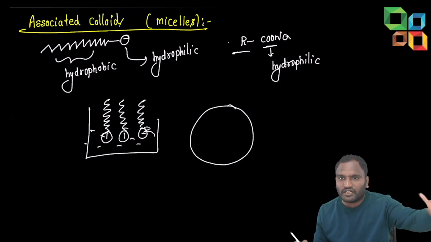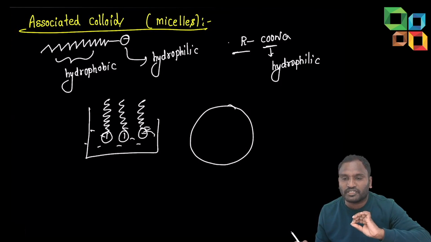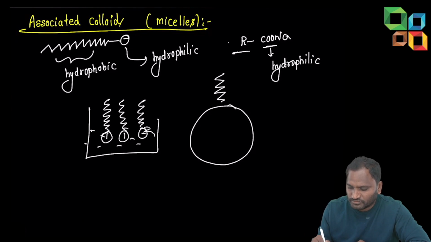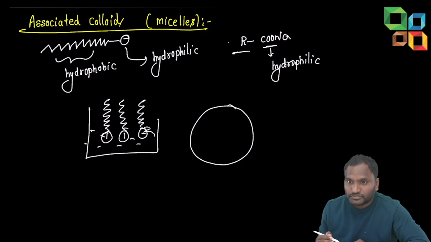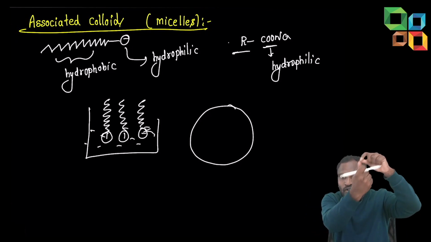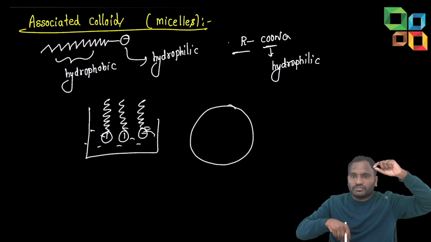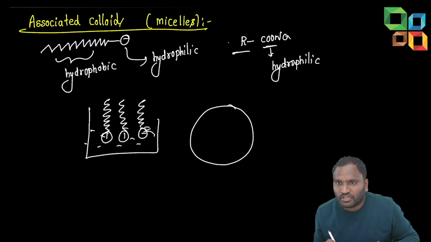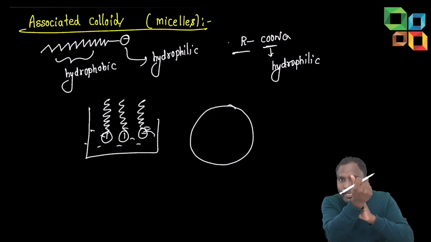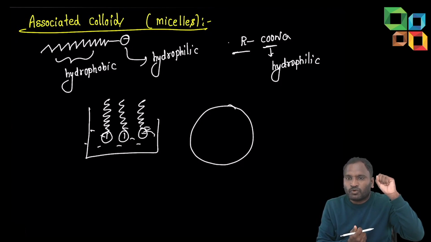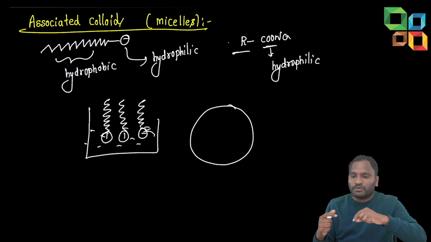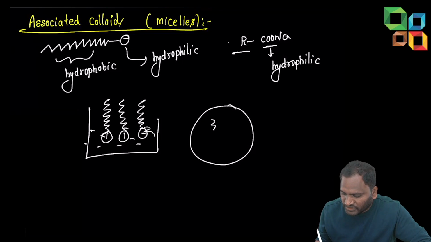After reaching the critical micelle concentration, this hydrophilic part will pull the hydrophobic part also inside the solution, because here the concentration is more and it is getting more attracted towards the solvent. In that moment, it forces the hydrophobic part inside the water and itself comes out. The hydrophilic part will come out and the hydrophobic part will go inside the water. The condition will be reversed.